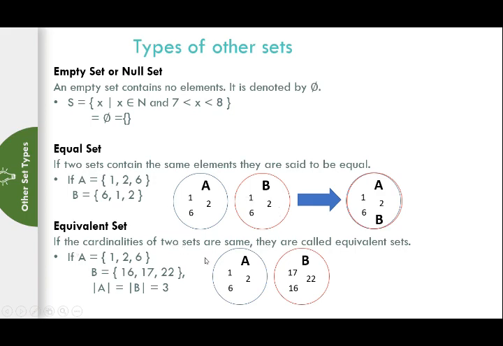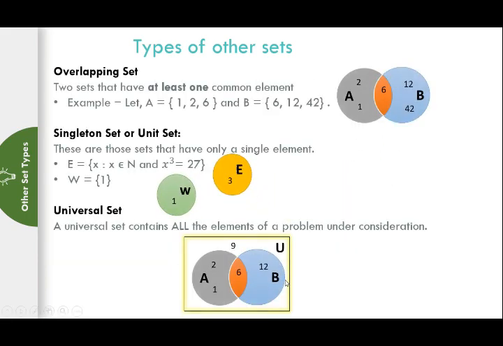Equivalent set: two sets are equivalent if their number of elements is the same but the elements inside the sets are not equal. Now this element is not equal to this element, but the number of elements or cardinality of both sets is the same, then that is called an equivalent set. The next is overlapping set. If two sets have some result in their intersection, means at least one number is common between these two sets, then that is called an overlapping set.